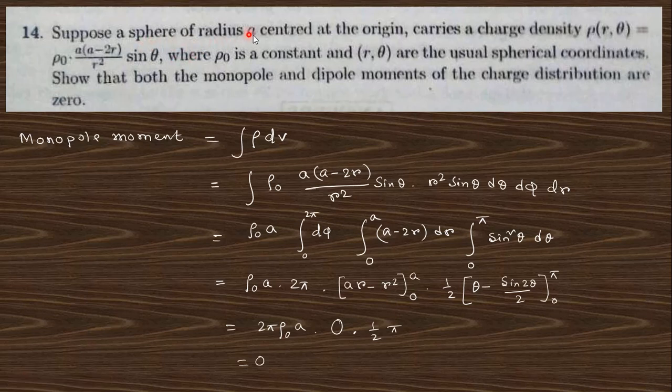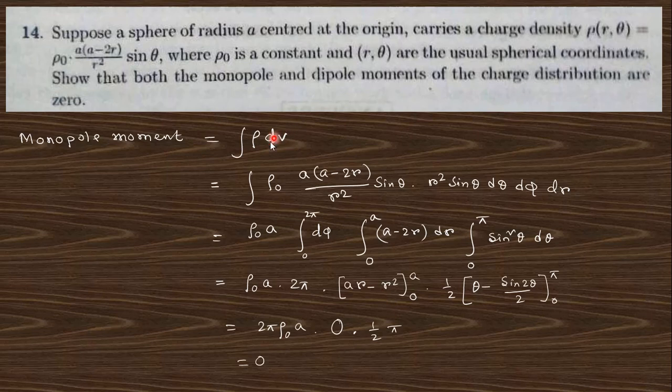Suppose a sphere of radius a, centered at the origin, carrying a volume charge density rho, where rho 0 is a constant and r is the spherical coordinate, such that both the monopole and dipole moments of the charge distribution are 0. So you need to prove that the monopole and dipole moments are 0.